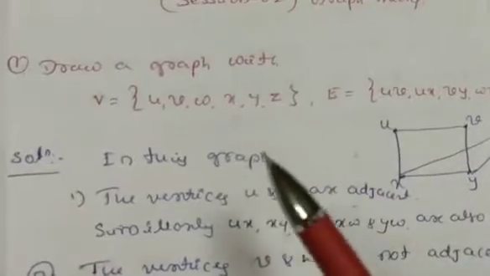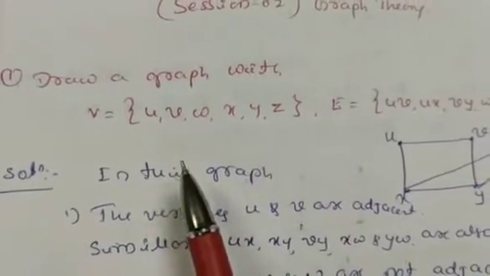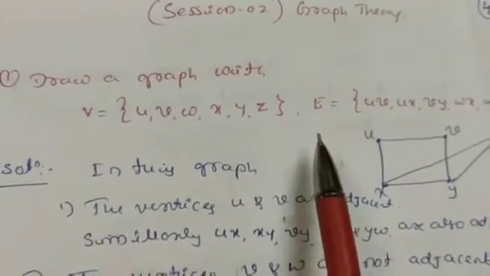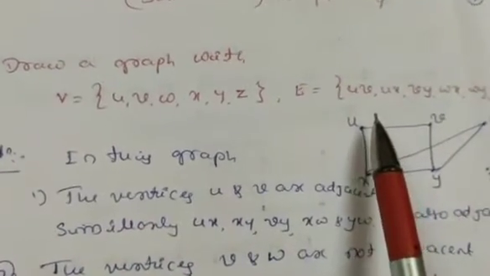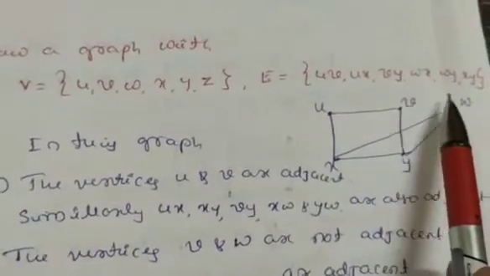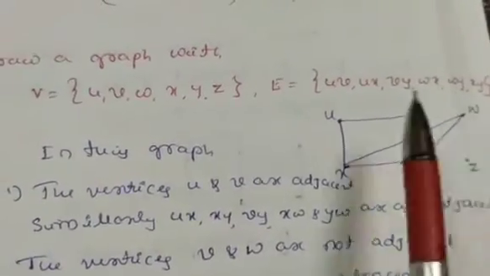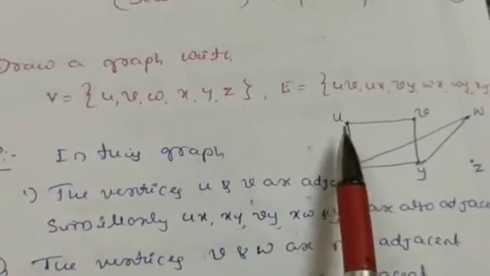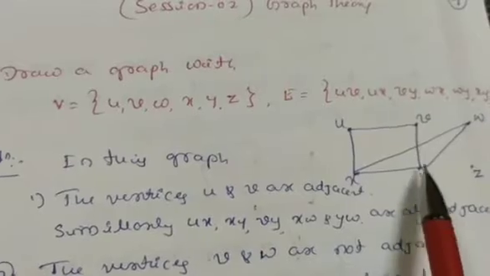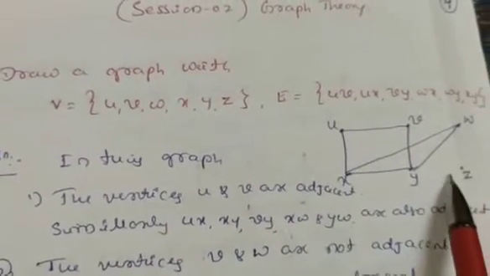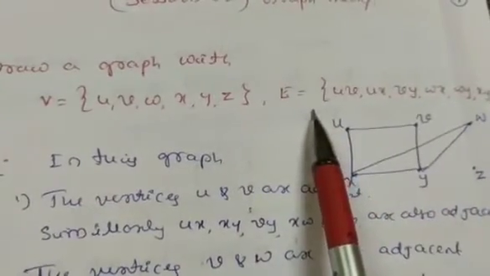Draw a graph with the vertex set V equals u, v, w, x, y, z and the edge set E equals uv, ux, vy, wx, wy and xy. So in this we have 6 vertices. We can mark the vertices in any way according to our convenience. I have taken u, v, x, y, w and z here, and the edges are uv.